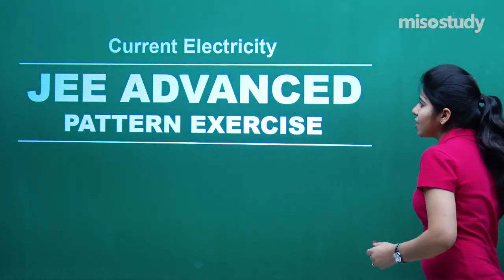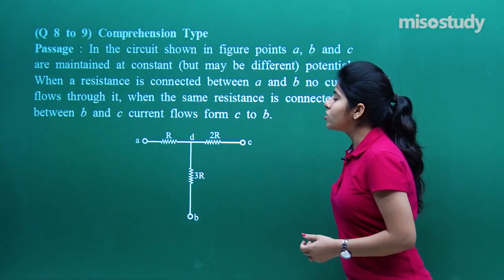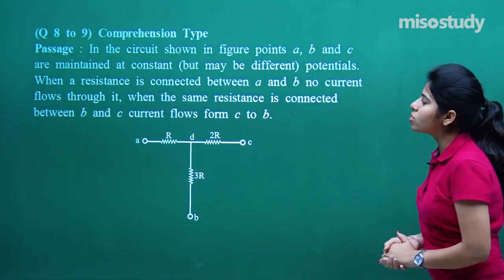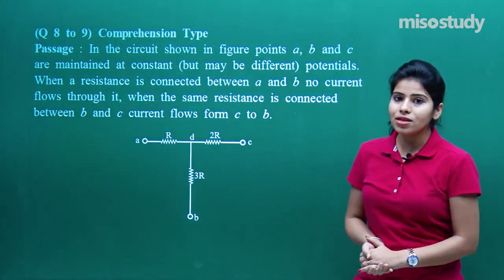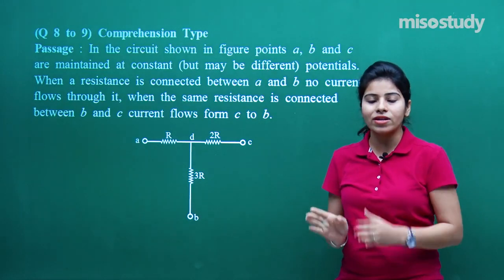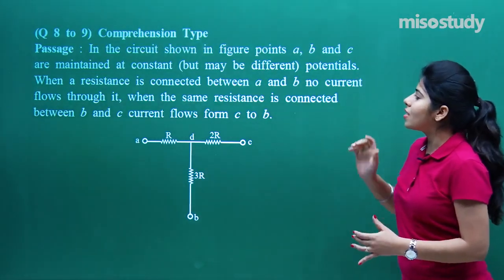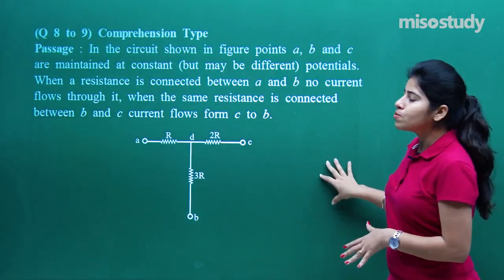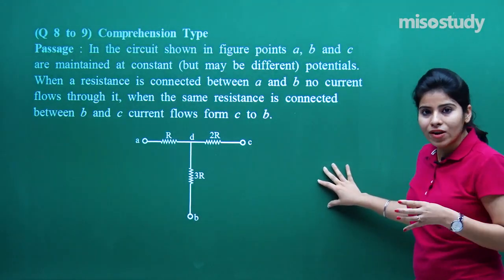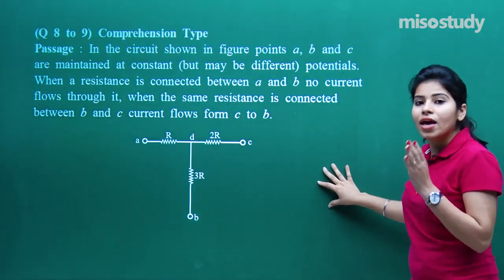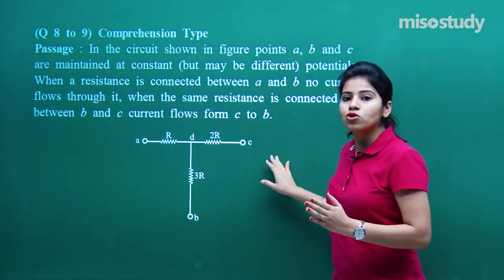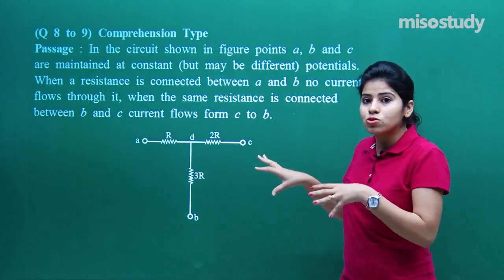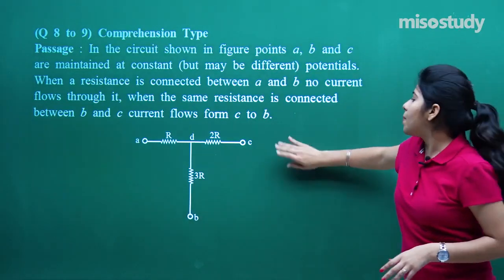I can scroll the question for you, and I can see that questions number 8 to 9 are again the comprehension type. That means the category has changed and it has been converted to a passage type question. The passage has been given, you have to carefully read it first, and then we will move towards the questions that are associated with this particular passage.